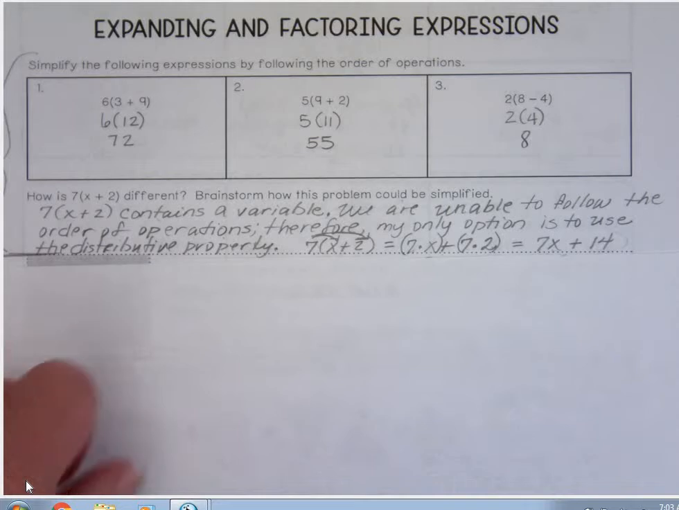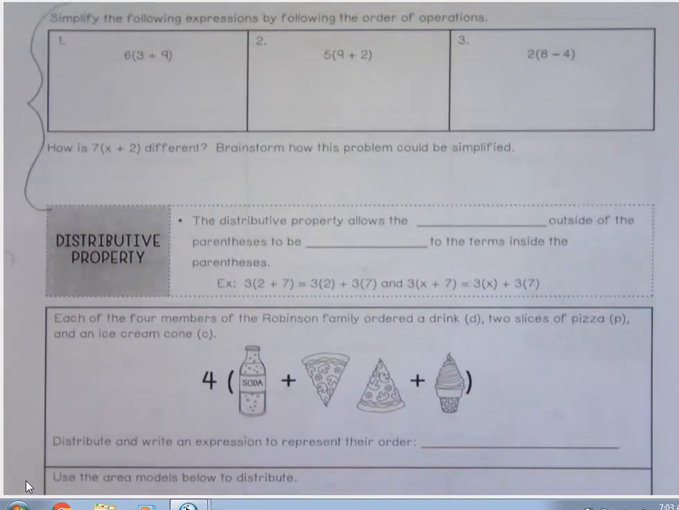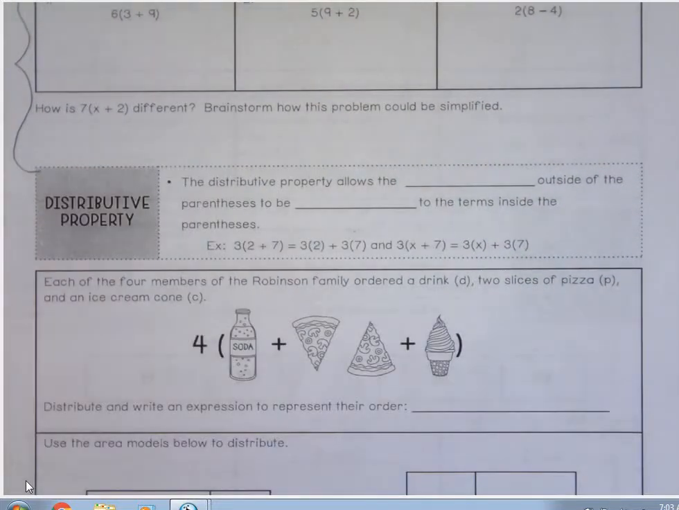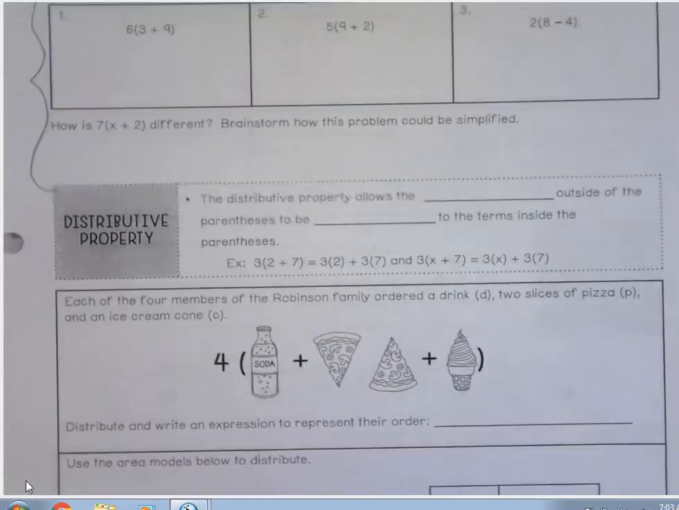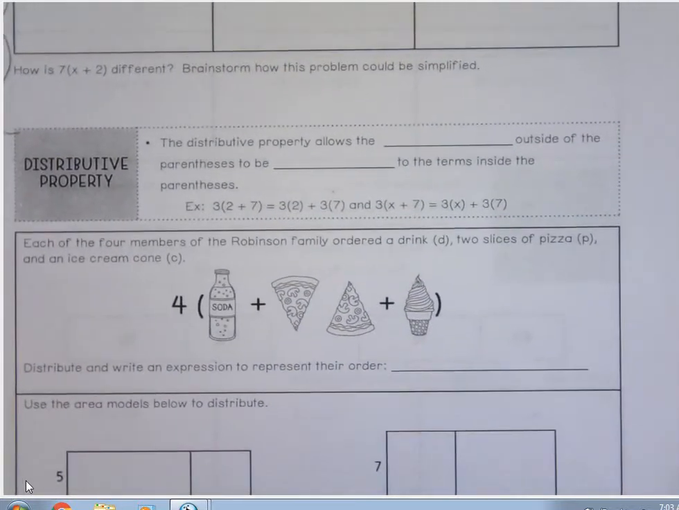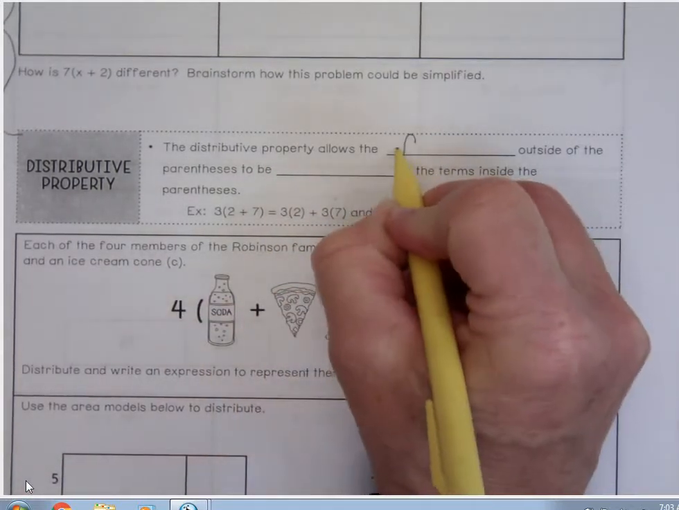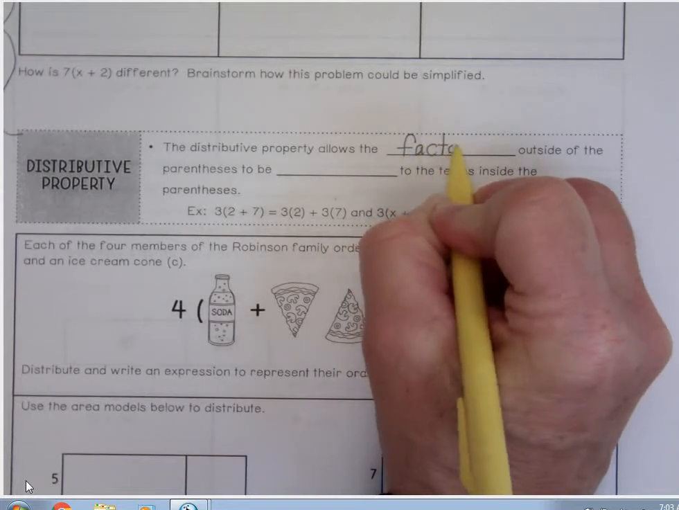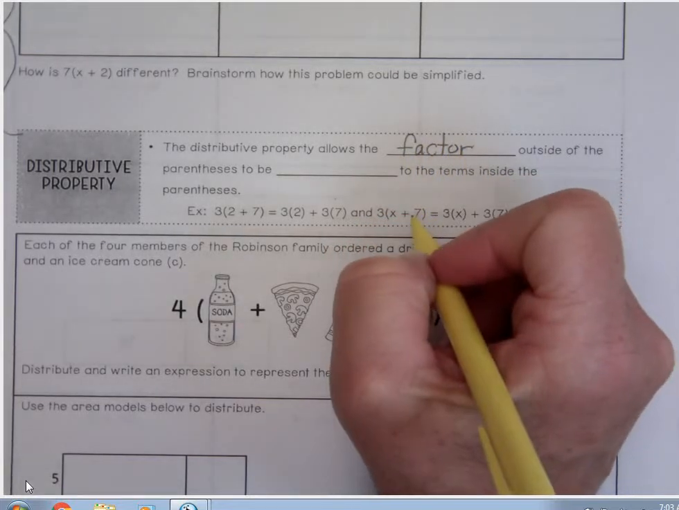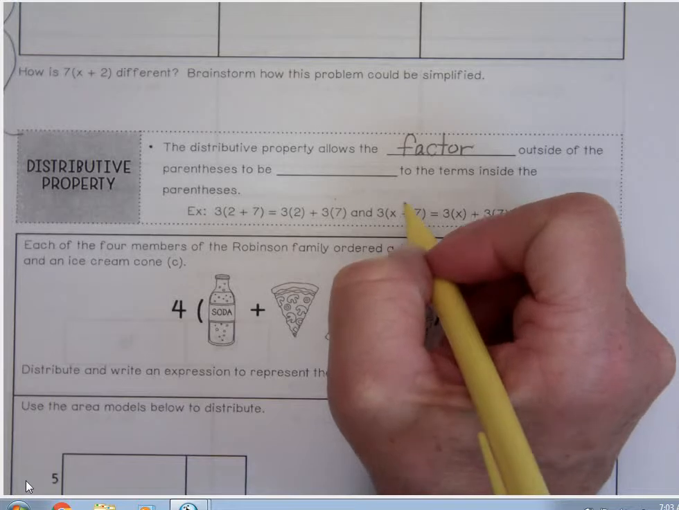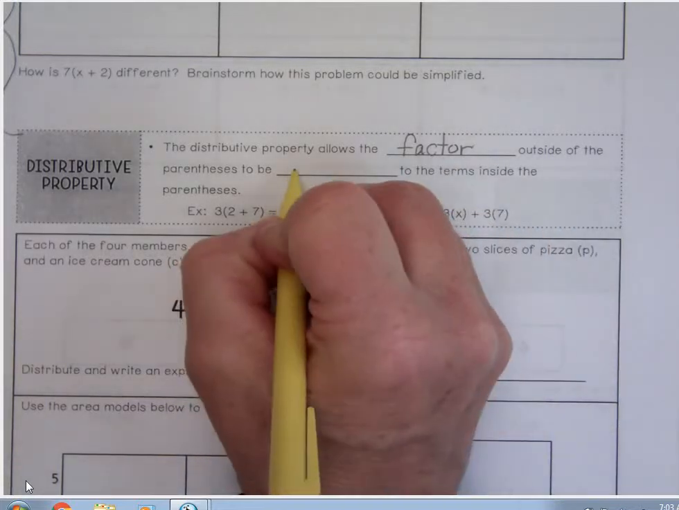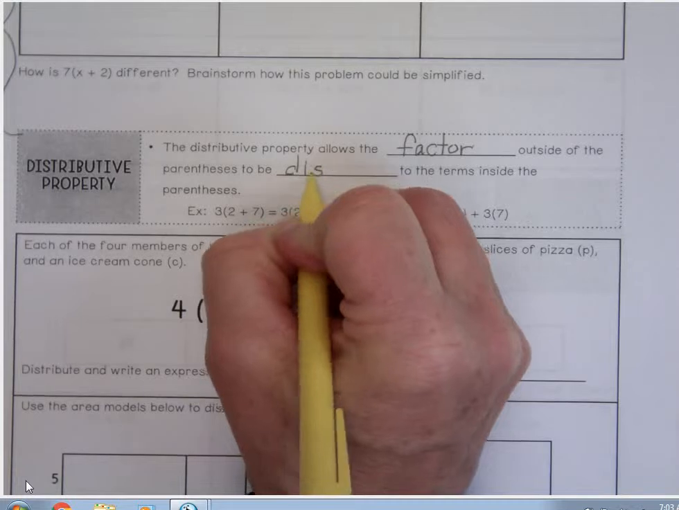So what we're going to do currently is take just a moment and we'll look at the vocabulary below. So the distributive property allows the factor outside of the parentheses to be distributed to the terms inside the parentheses.